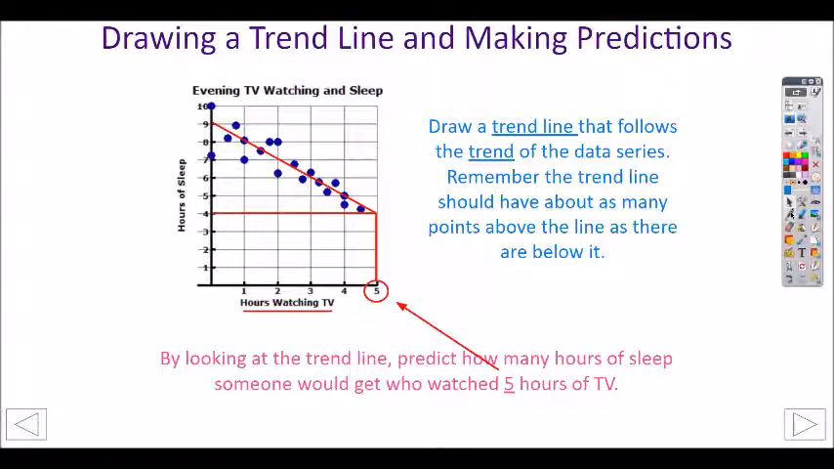Now that we've drawn the trend line, we would make a prediction about the data. This says, by looking at the trend line, predict how many hours of sleep someone would get who watched 5 hours of TV. I would look for the number 5 on the graph next to hours, and you'll notice that we see hours here on the x-axis. So then we would draw our line up until we hit the trend line, and you'll notice we hit here. And then we would go over to the left, and it would tell us that we would get about 4 hours of sleep.